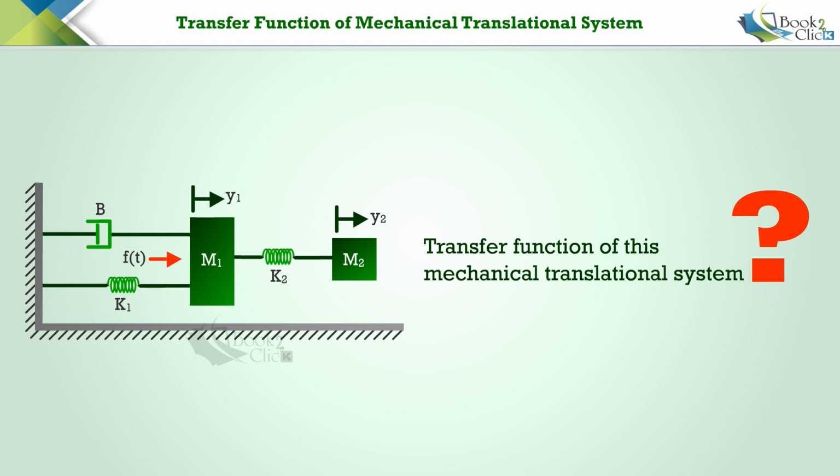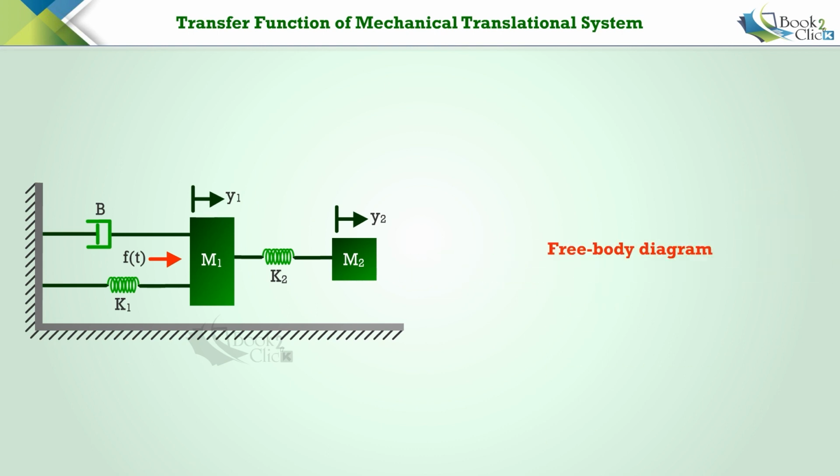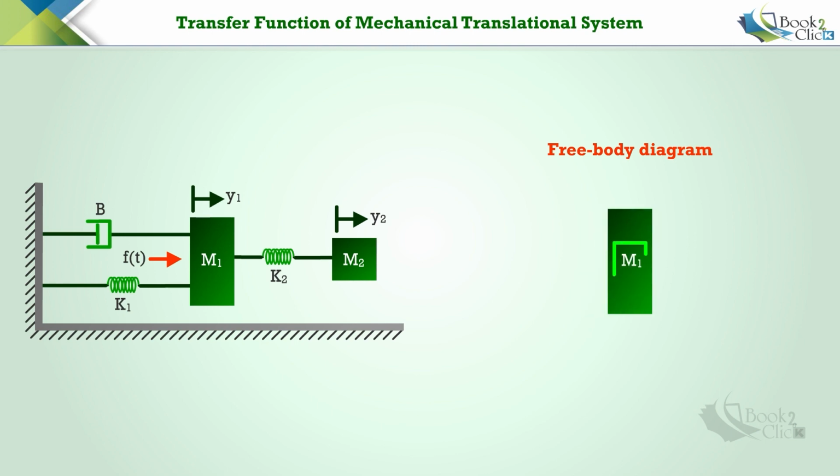To calculate the same, first, you need to draw the free body diagram of each mass in the model of the system. Here, the system has two mass bodies, M1 and M2. Let us now consider mass M1. F of t is the input force acting on mass M1. Force due to mass M1, dash pot B, and springs K1 and K2 are the opposing forces.